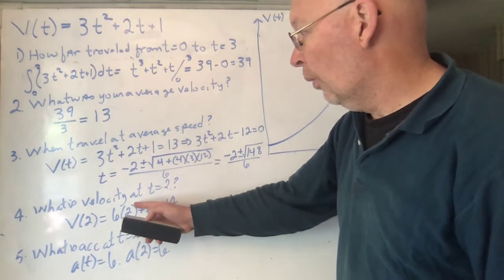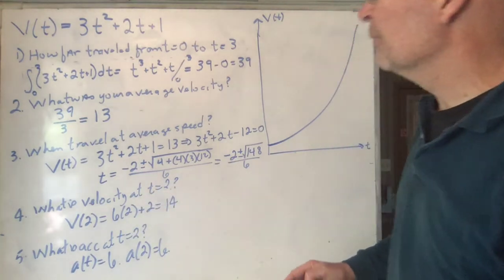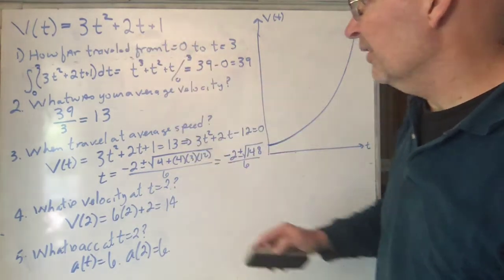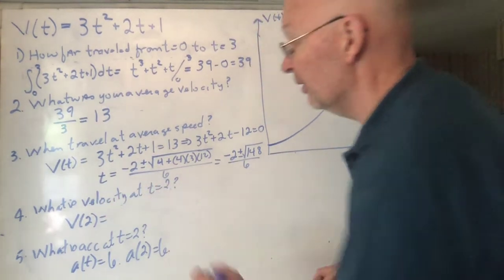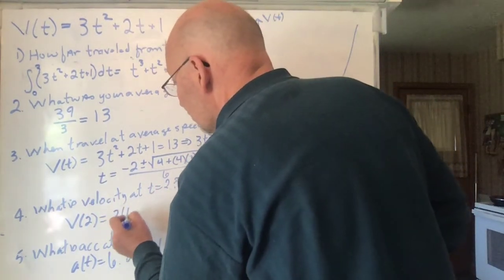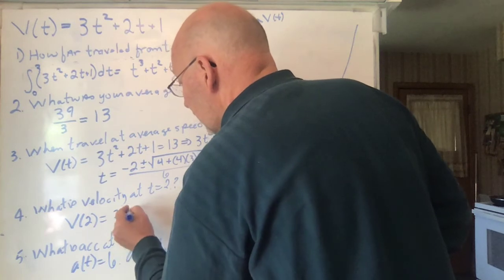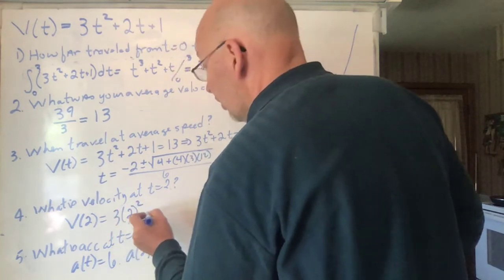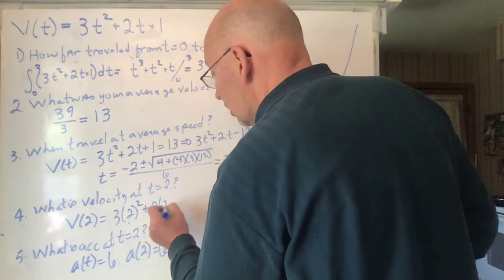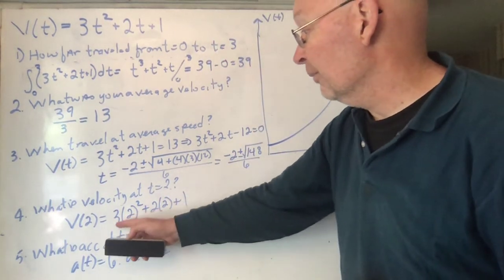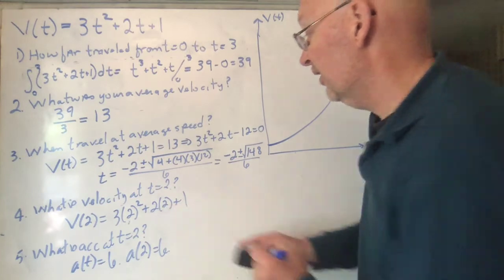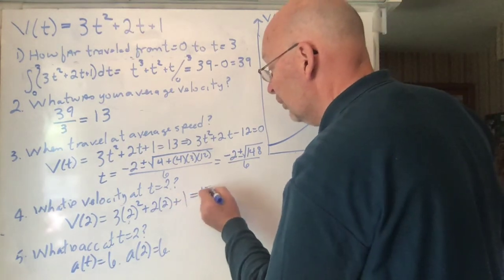What is the velocity at time equal to 2? Well, that's easy enough. All we do is stick a 2 into the velocity, so that's going to be 3 times 2 squared plus 2 times 2 plus 1, which is what? 4 times 3 is 12. 12 and 4 is 16, plus 1 is 17, if I'm doing this right.